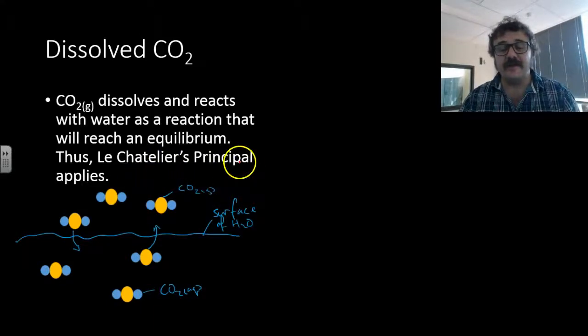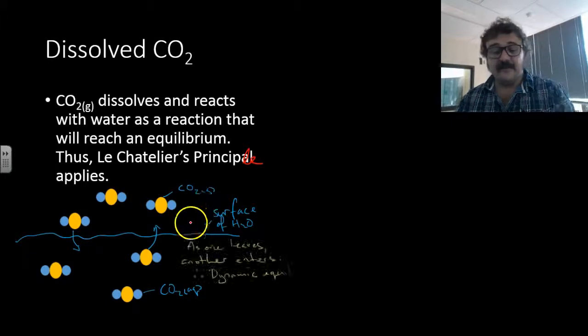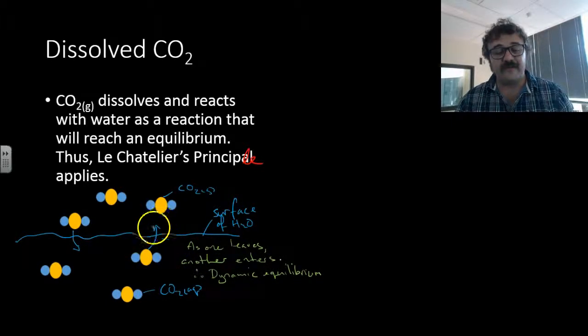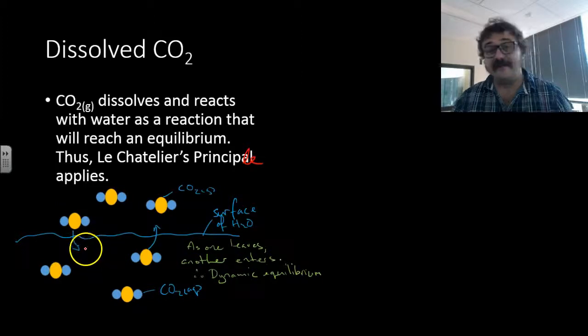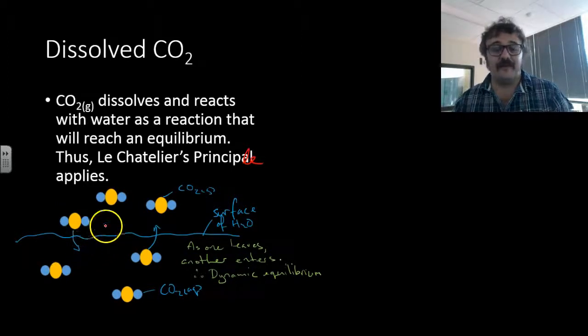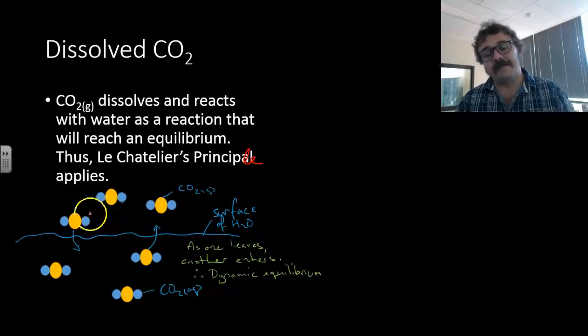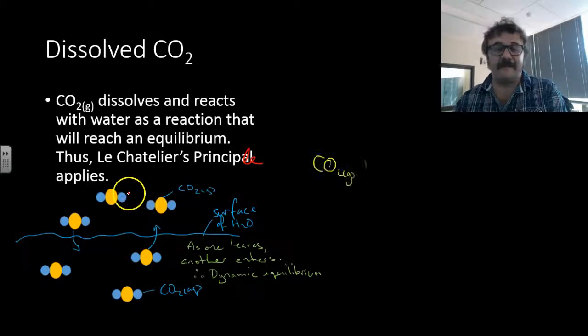So because it's an equilibrium reaction, Le Chatelier's principle applies. So you see that as one leaves, another enters. And it's a dynamic equilibrium. So things are reacting constantly, but the concentrations of both stay the same.